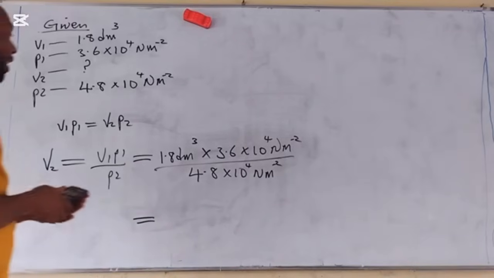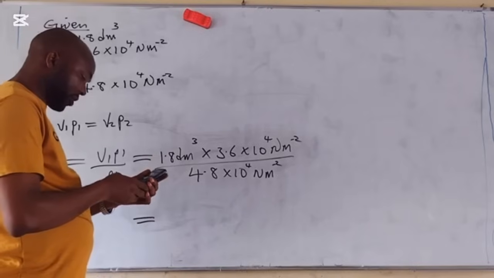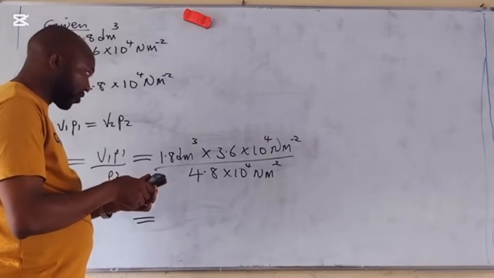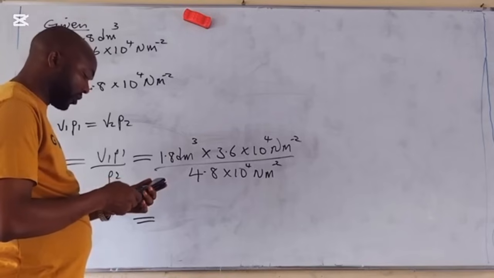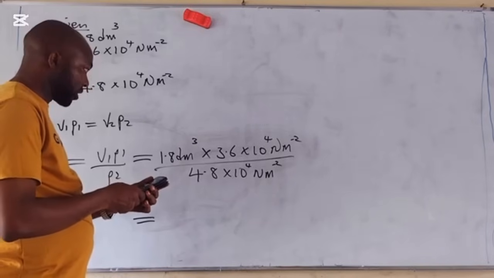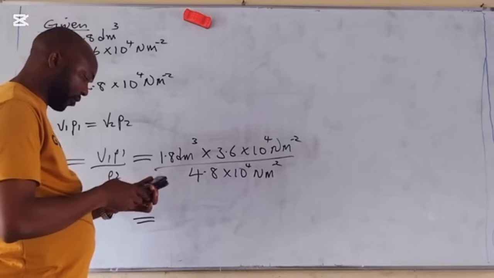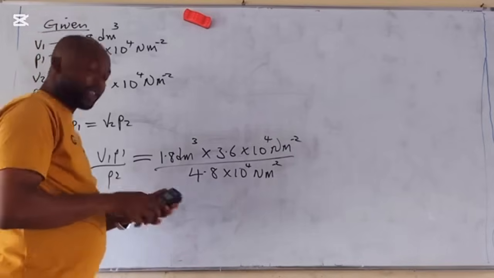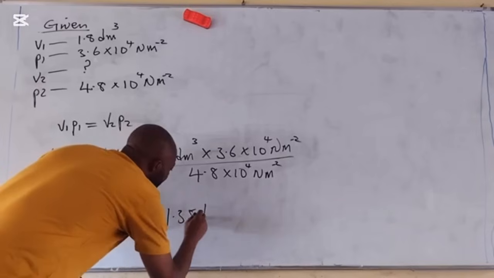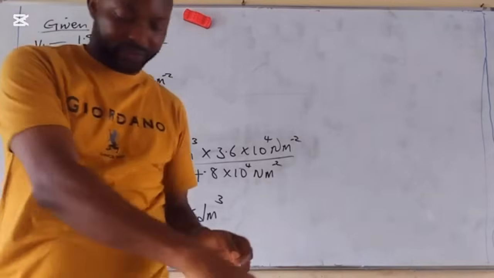So we check again with our calculator. 1.8 times 3.6 times 10 raised to the power of 4 divided by 4.8 times 10 raised to the power of 4 is 1.35. So 1.35 dm cube is our final volume.